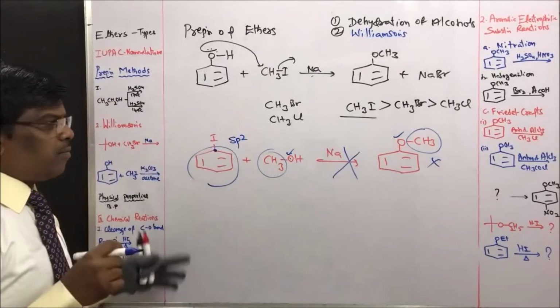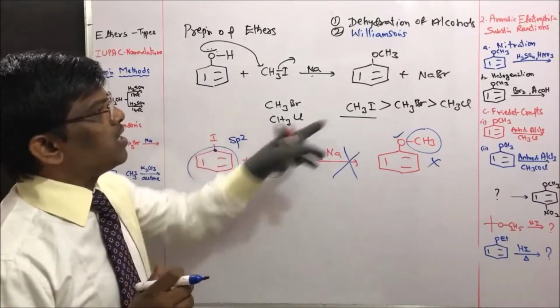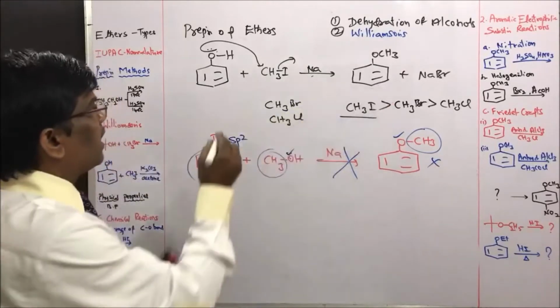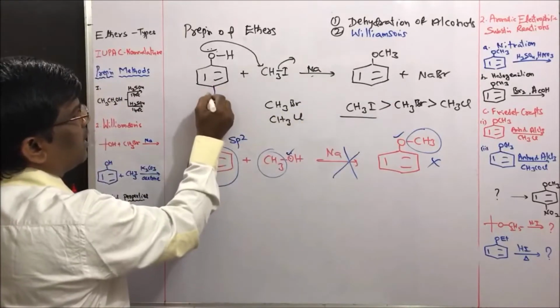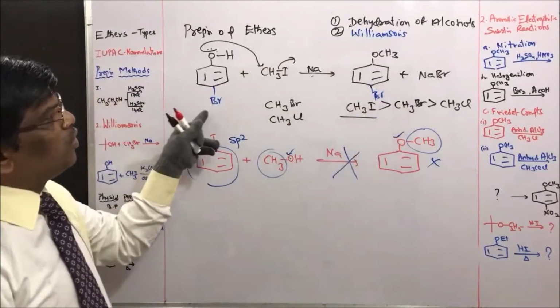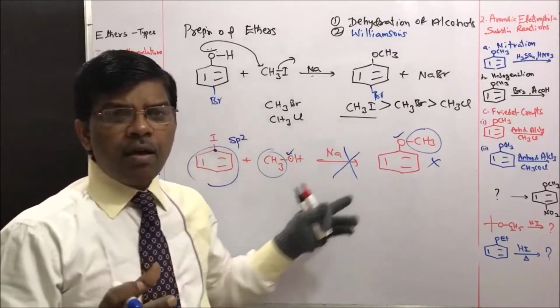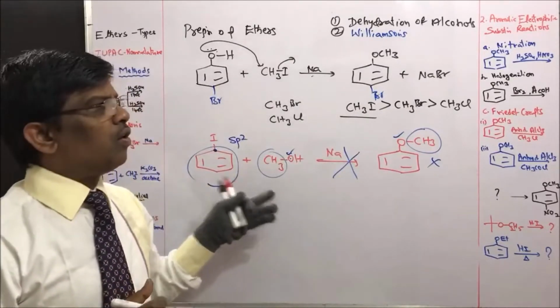You may get this type of question: give the starting materials for the preparation of this anisole. Yes, I can write whatever may be the starting material here. I can put bromine also here. I can put bromine here, right? So you may get a doubt now. If the starting material is this and this, what is the product? This is how you will get the question.